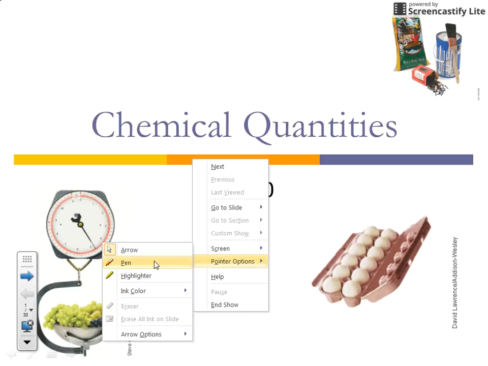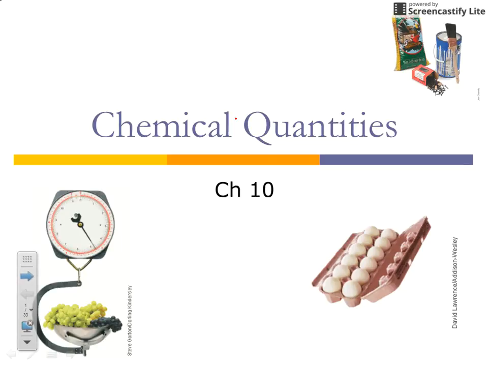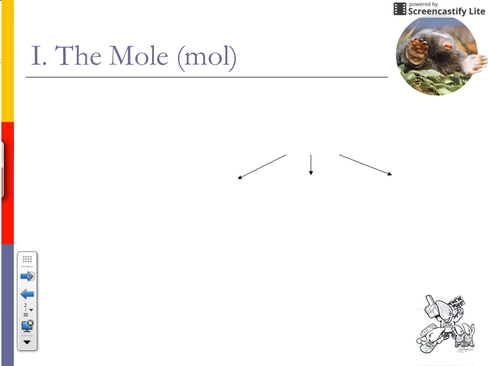Today we're going to start our chapter on chemical quantities, and this is chapter 10. Well, we just finished up with chemical equations and we balanced equations. We've been writing chemical formulas. Back in Unit 2, we learned about how to deal with significant figures and calculations.